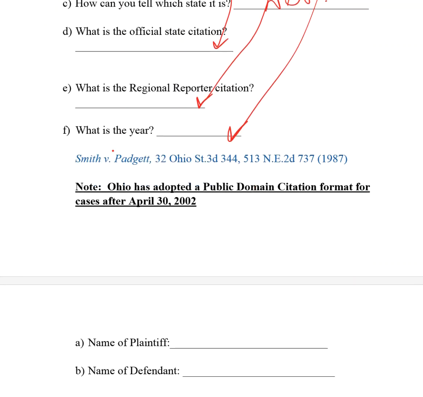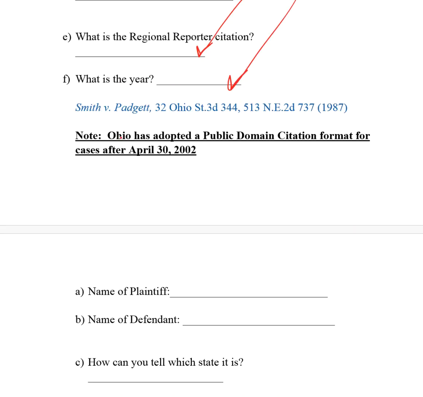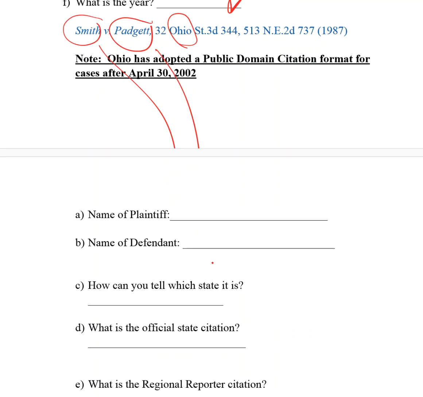Let's look at an example from Ohio. There's a case called Smith versus Paget, but please note that after 2002 there is an additional citation system for Ohio, which is a public domain citation format. So if you are working in Ohio law, you need to look that up. The name of the plaintiff here is Smith. The name of the defendant is Paget. And the state is Ohio. We can tell because it says Ohio. So the official citation is 32 Ohio State 3rd, page 344, and the regional reporter is 513 Northeast 2nd, 737. That means if you were to find this case, you could find it either in the Ohio Reporter at page 344 or in the Northeast Reporter, volume 513.